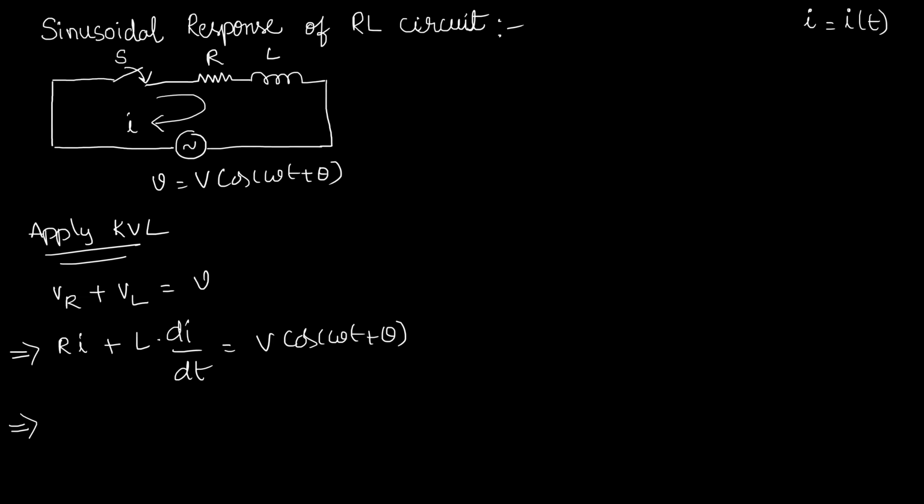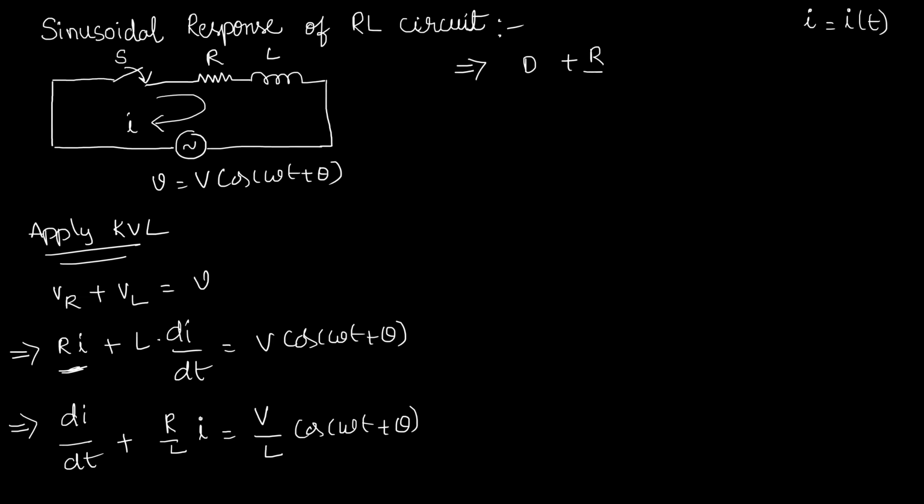Now we are rearranging. We are dividing this entire equation by L, and I'm writing the derivative part first. So this is di/dt plus (R/L) into i equal to (V/L) cos(ωt + θ). If you want, you can even modify this equation as (D + R/L) i is equal to (V/L) cos(ωt + θ). It is up to you. Okay, I will consider this equation.